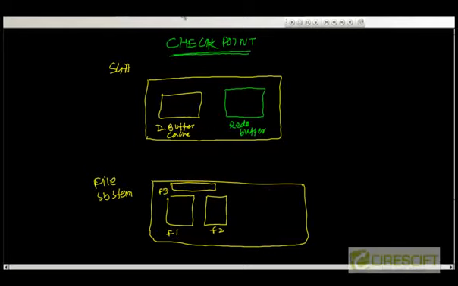Whereas I also have my online redo log files, and there are a minimum of 2. So assume that I have just 2 redo log files, R1 and R2. Okay, so this is the scenario. This is a very simplified scenario of my database: the system global area, the memory structure, and the file system.